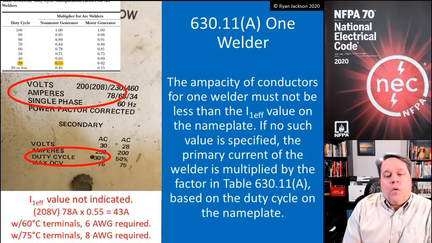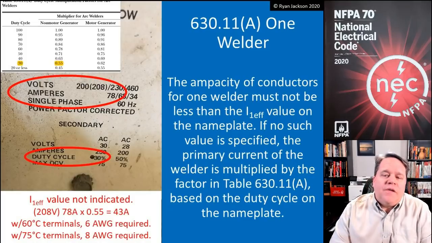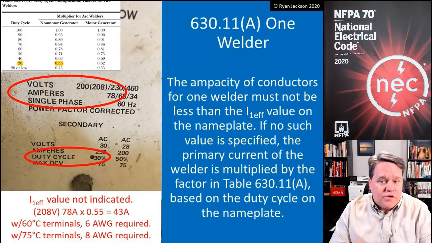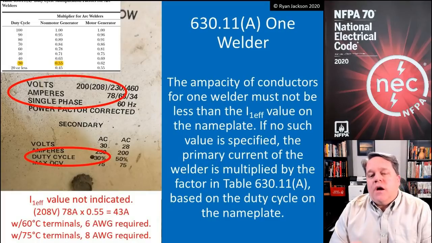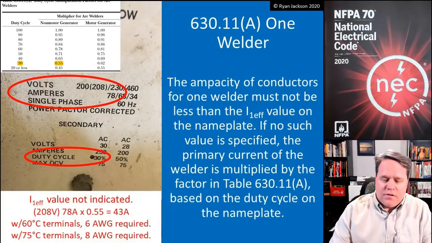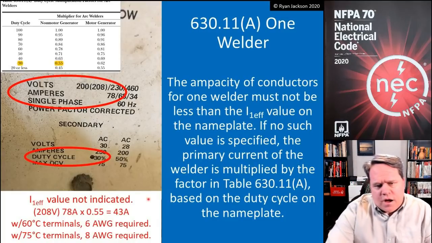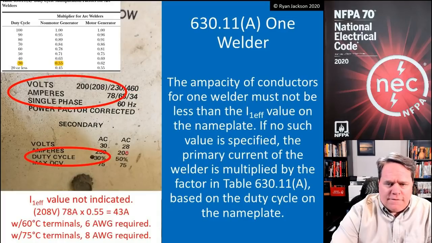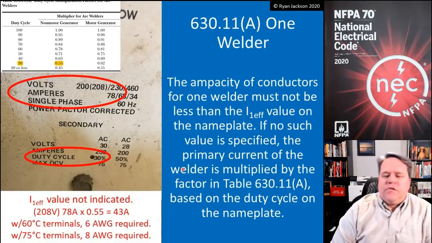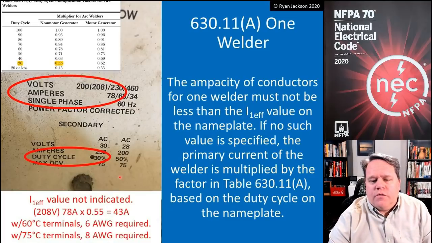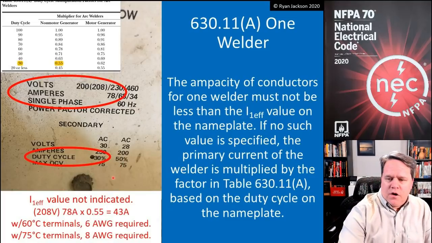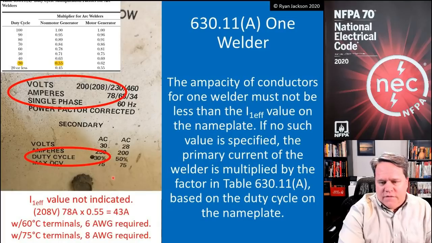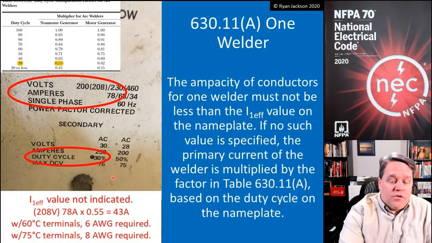630.11a, conductors for one welder. The ampacity of a conductor that's supplying just a single arc welder must not be less than the I1f value on the nameplate. Okay, so let's take a dive through the nameplate here. I don't see any I1f value. So let's keep reading. It says, if no such value is specified, then the primary current of the welder is multiplied by the factor in Table 630.11(A) based on the duty cycle of the nameplate.